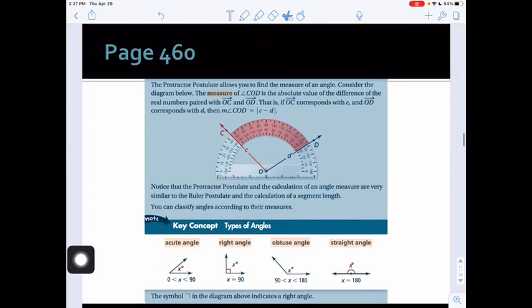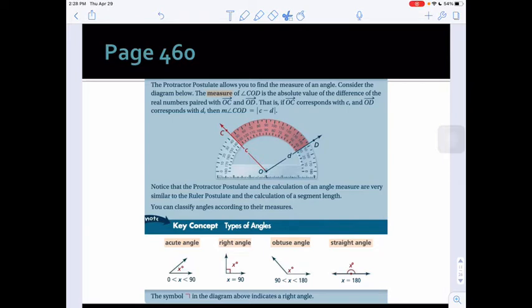Also on page 460, the protractor postulate allows you to find the measure of an angle. Consider the diagram below. The measure of angle COD is the absolute value of the difference of the real numbers paired with ray OC and ray OD. That is, if ray OC corresponds with c, this lowercase c here representing a number, and ray OD corresponds with d, lowercase d over here, also a number, then the measure of angle COD is equal to the absolute value of c minus d. Notice that the protractor postulate and the calculation of an angle measure are very similar to the ruler postulate and the calculation of a segment length.